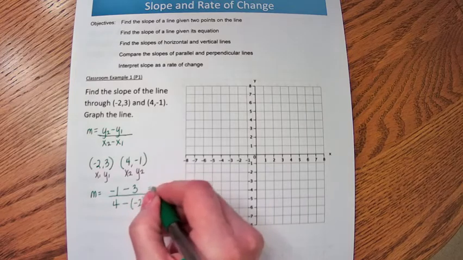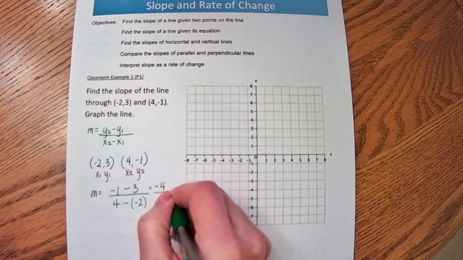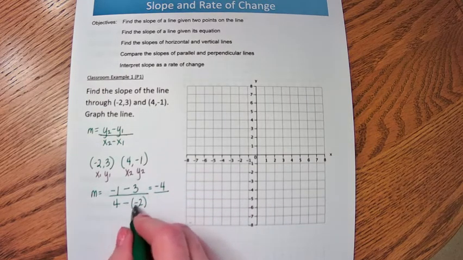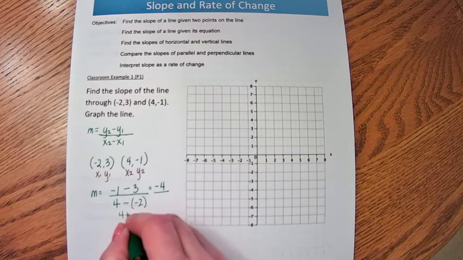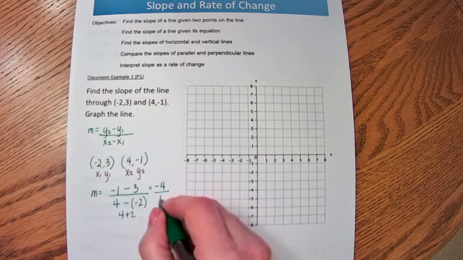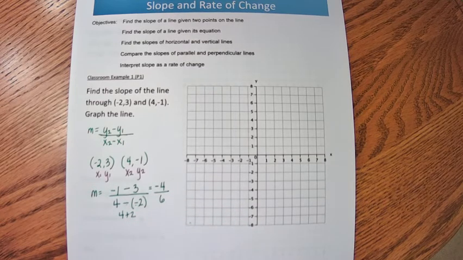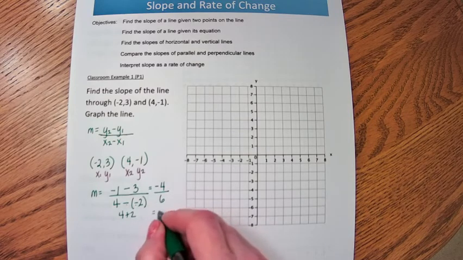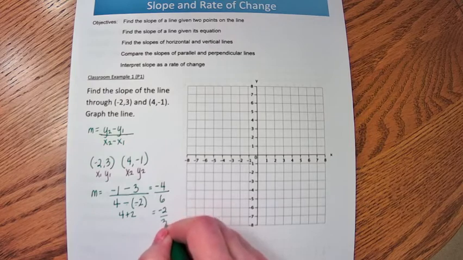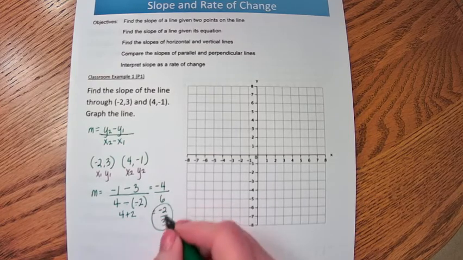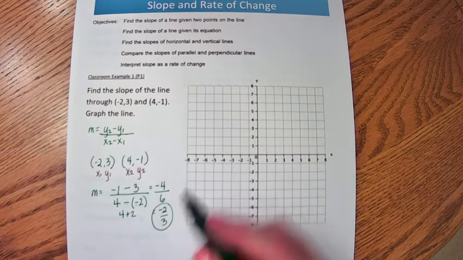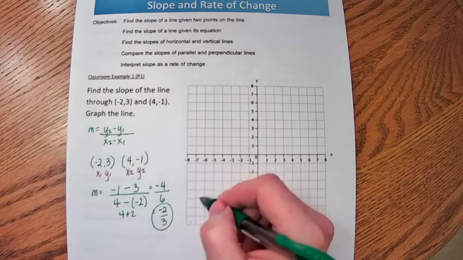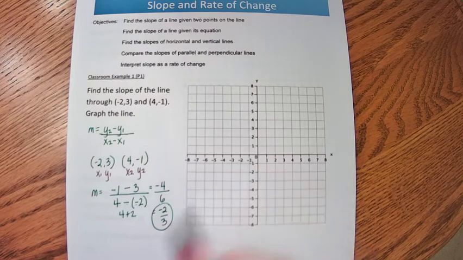So negative 1 minus 3, that's negative 4 in my numerator. And this negative of a negative becomes positive. So 4 plus 2 is 6. And we would want to reduce that by 2. Negative 2/3. So I would say my slope is negative 2/3. Down 2 over 3.